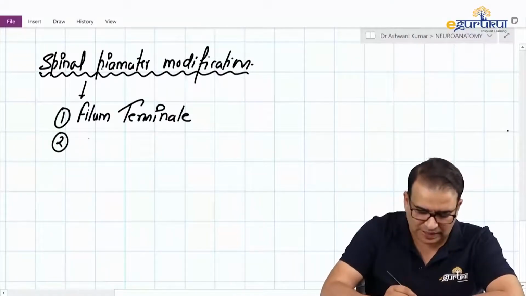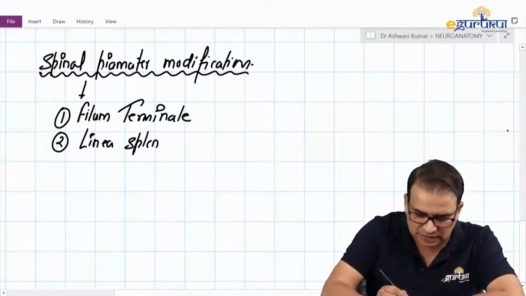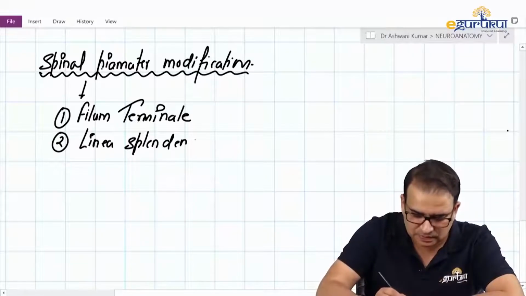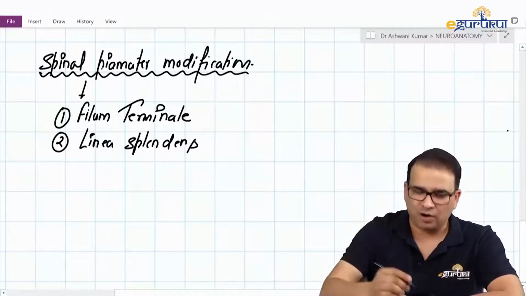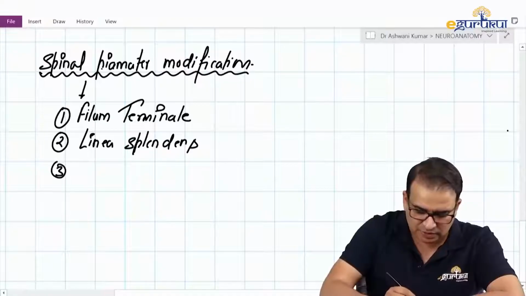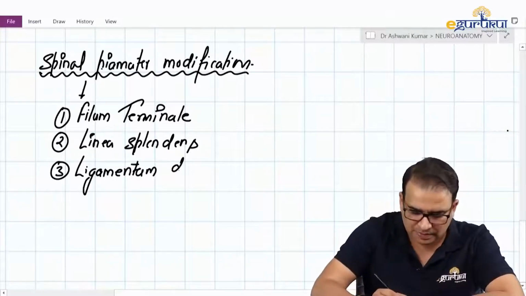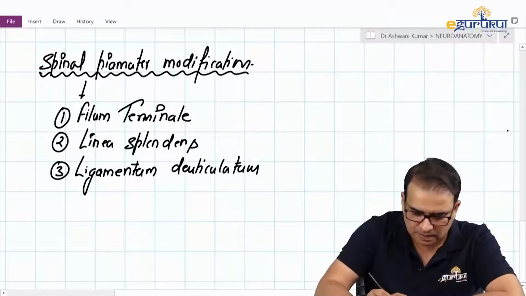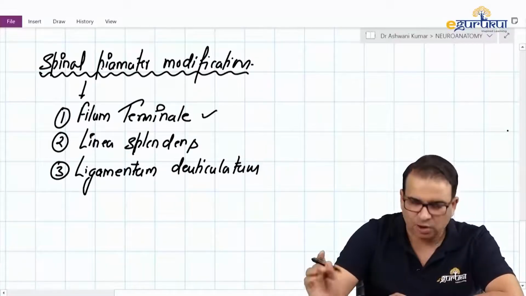One is very, very important, that is called linea splendens. Let me tell you that one first. Linea means line and splendens is white. It's a bright white line called linea splendens. And number 3, which is surgically important, is the ligamentum denticulatum. Well, we already had this tick mark on the filum terminale.